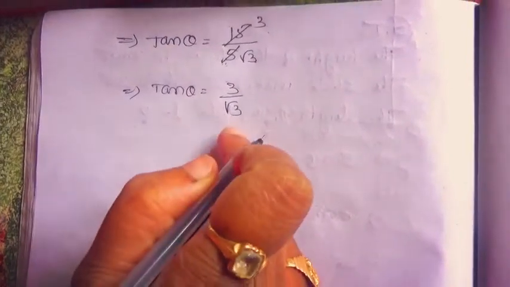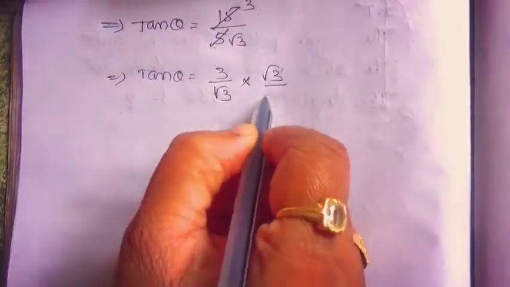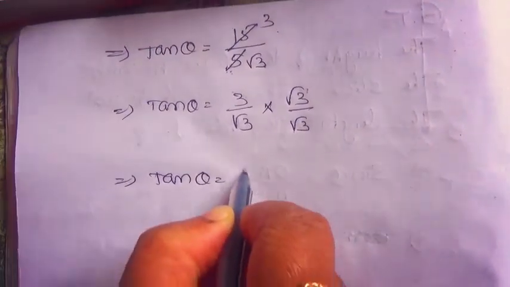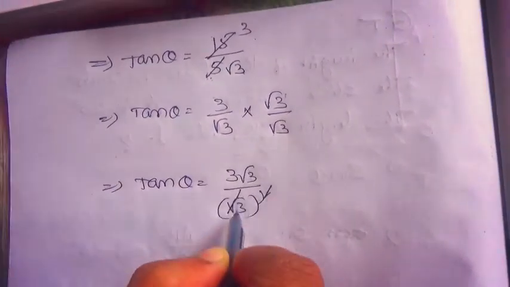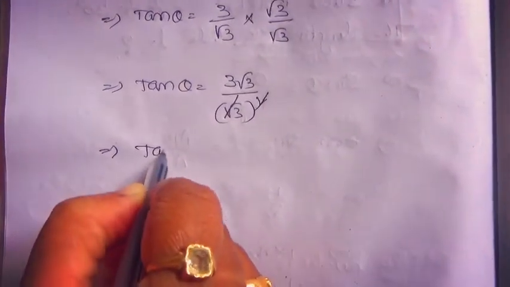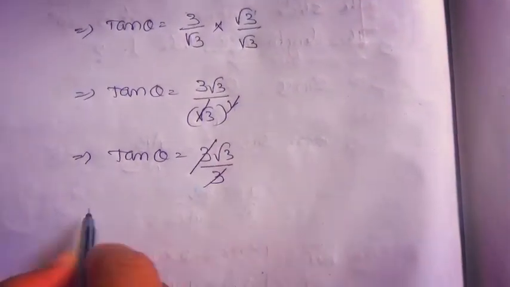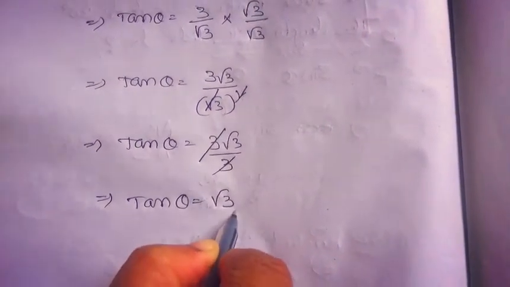In the denominator we have root 3. That's why I am taking this rationalization. That implies tan theta is equal to 3 root 3 by root 3 whole square. Square root cancel. That implies tan theta is equal to 3 root 3 by 3. 3 cancelled. That implies tan theta is equal to root 3.